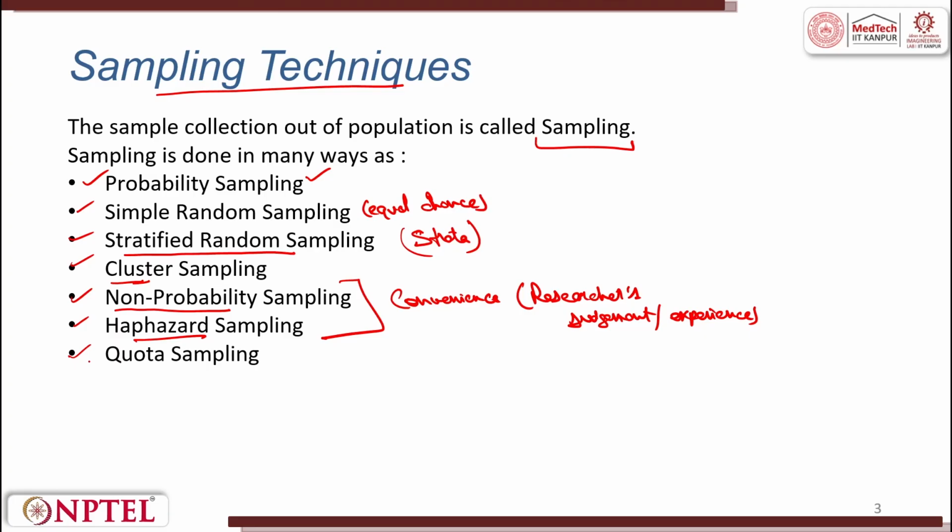Accordingly or proportionally, I will pick the sample size based upon which worker has worked in what kind of machines. So, that is quota sampling. Generally, we will talk about simple random sampling only, that is equal chance of the occurrence or equal chance of being selected.